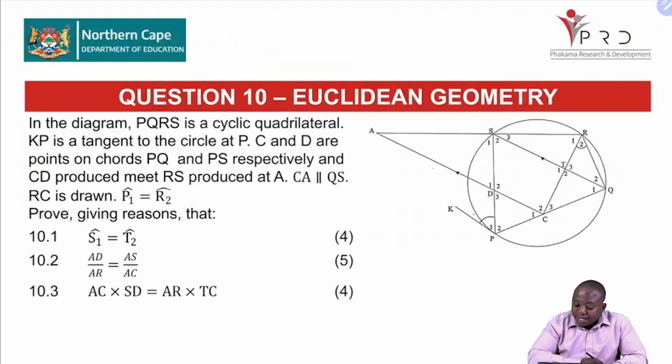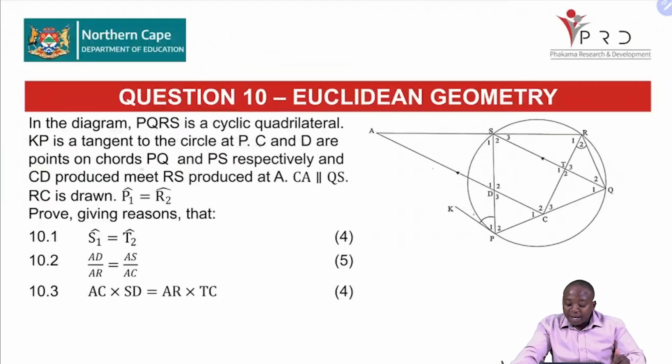Welcome back, grade 12. Let us now deal with question 10. In the diagram, PQRS is a cyclic quadrilateral where KP is the tangent to the circle at P, and PS, PQ and chord PK are shown. C and D are the points on the chord PQ and PS respectively, and CD produced to meet RS produced at A, and CA is parallel to QS, and RC is drawn where P1 is equal to R1.